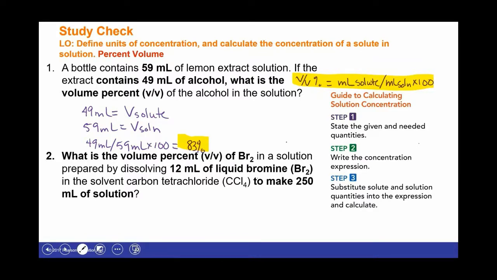Let's try another. What is the volume percent of bromine in a solution prepared by dissolving 12 milliliters of liquid bromine in the solvent carbon tetrachloride to make 250 milliliters of solution? Why would we use carbon tetrachloride to dissolve liquid bromine? Let's step back for a moment. Why isn't liquid bromine dissolved in water? Why is it dissolved in carbon tetrachloride? Well, remember when we first started our discussion of solutions, like has to dissolve like. Liquid bromine, is that a polar or non-polar molecule?